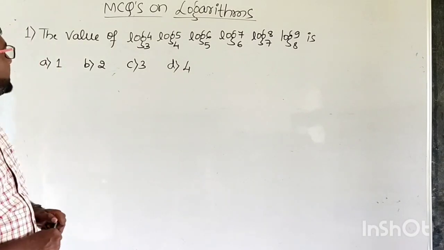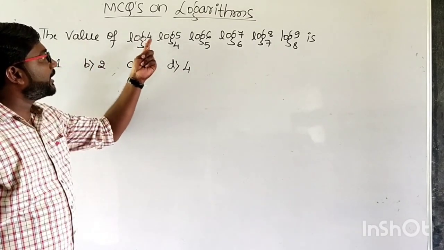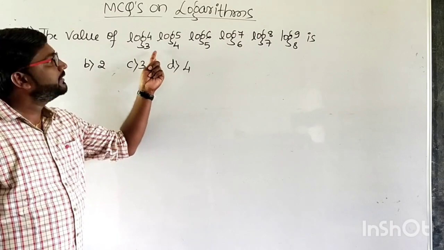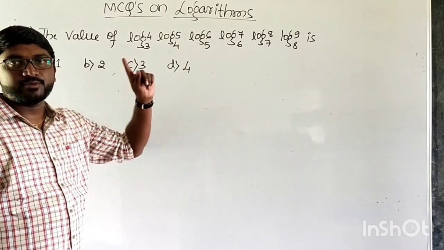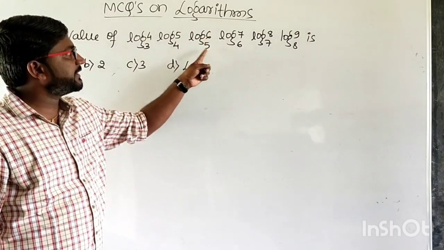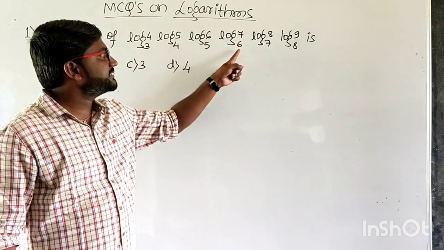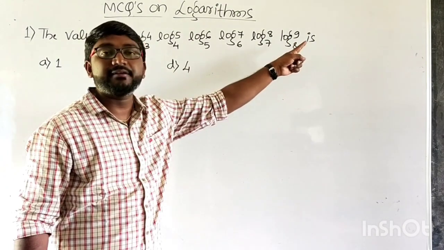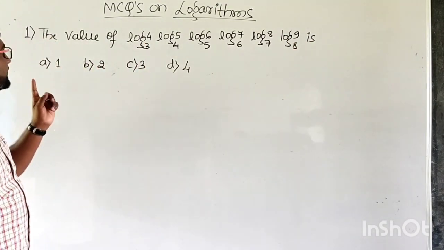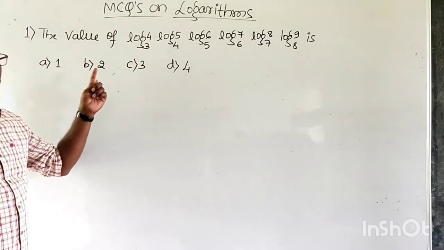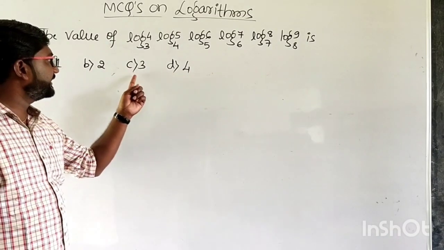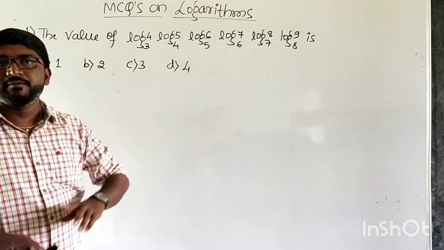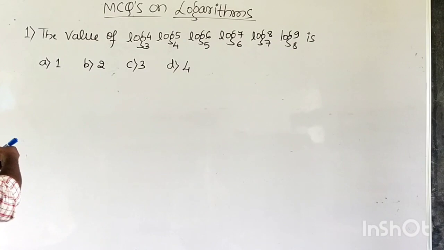In that, the first question is: the value of log 4 to the base 3, and log 5 to the base 4, and log 6 to the base 5, and log 7 to the base 6, and log 8 to the base 7, and log 9 to the base 8 is. The four options are: option A is 1, option B is 2, option C is 3, option D is 4. So let us write the given question.